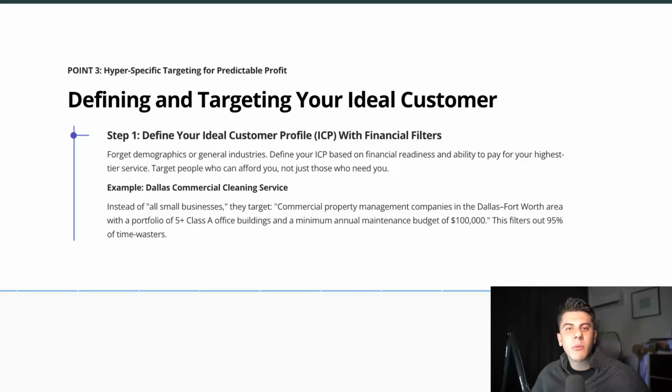Let's take a commercial cleaning service in Dallas, Texas as an example here. Instead of targeting all small businesses, they get laser specific. Ideal ICP, okay? Commercial property management companies in Dallas Fort Worth area with a portfolio of 5+ Class A office buildings and a minimum annual maintenance budget of $100,000. This is precise, this is intentional, and this filters out 95% of the time wasters instantly.